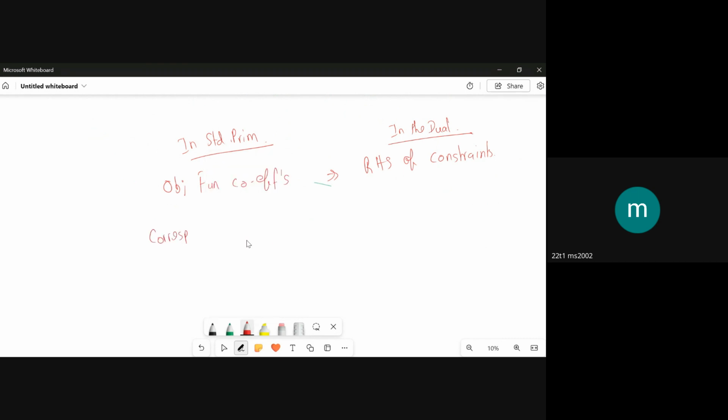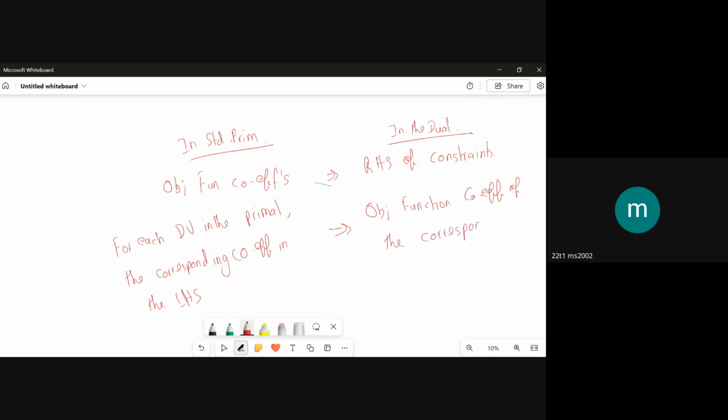Then, let me put it like this. For each decision variable in the primal, the corresponding coefficient in the LHS will become the objective function coefficient of the corresponding dual variable for that constraint.